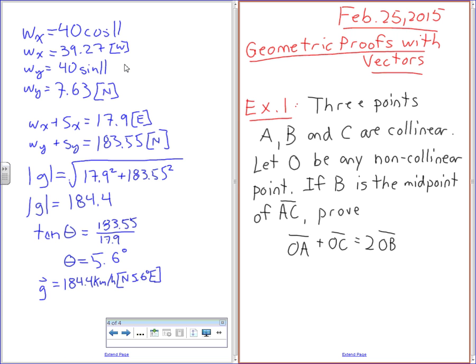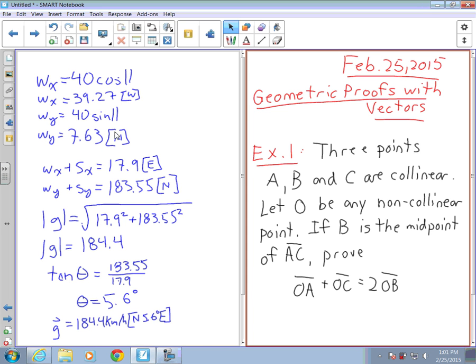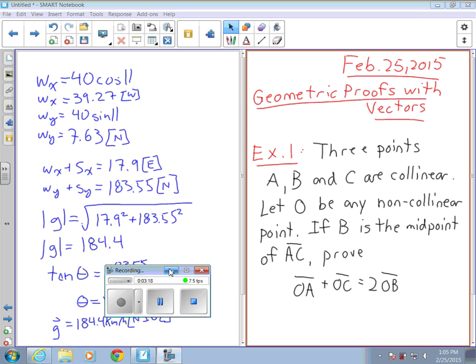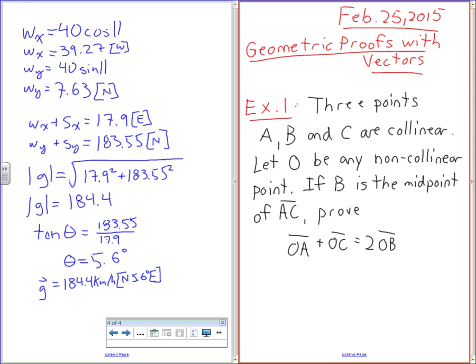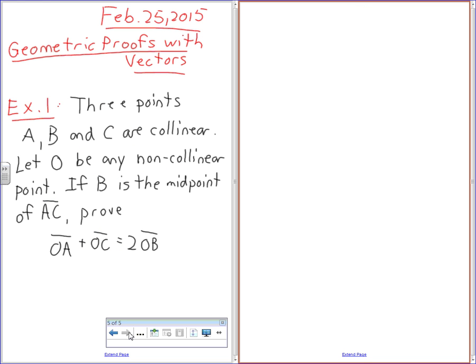What I'd like you to do right now is pause the video and try this. Start off by drawing a diagram. That's the first part. For this one, we're just going to set 3 points together, and draw O being any point that's not connected to it. So the first thing has to be a diagram. You're going to draw A, B, and C any way you want. I'll put my O underneath it, like I did yesterday.